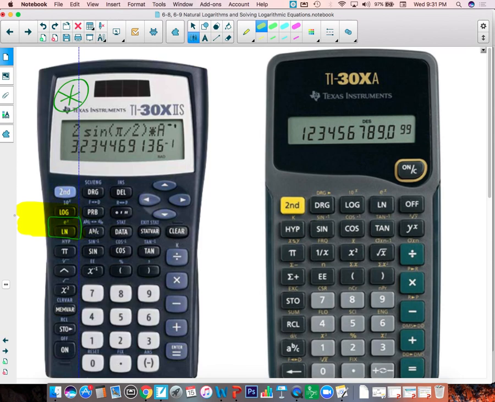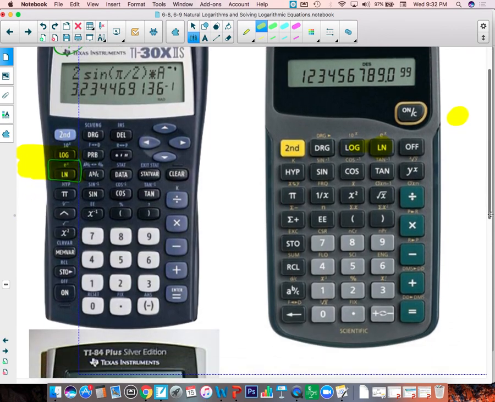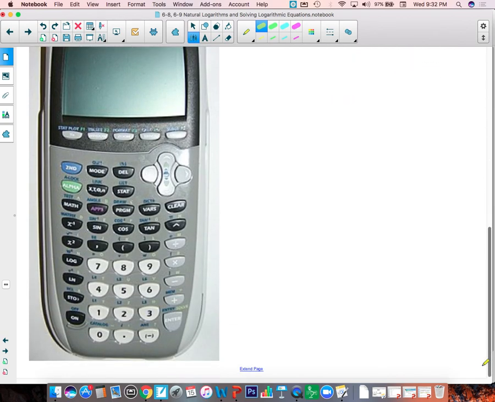And then on the TI-30, the one on the right, it is right where the natural log button is. So you have log and ln. It's right where the ln is. And then on the 84s, some of you guys have TI-84s, the natural log is down here. And that's also where your e to the x button is. So if you can find that ln, then you know where e to the x is.